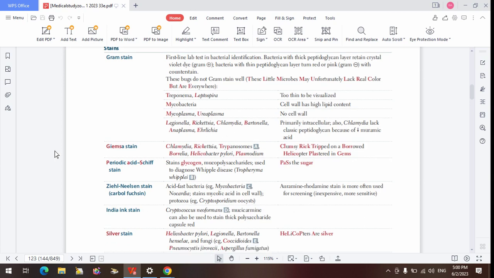So the next one is the Giemsa. The way I mastered this Giemsa is that whenever I hear Giemsa, I think about the protozoa. Think about the protozoa. You will never be wrong.